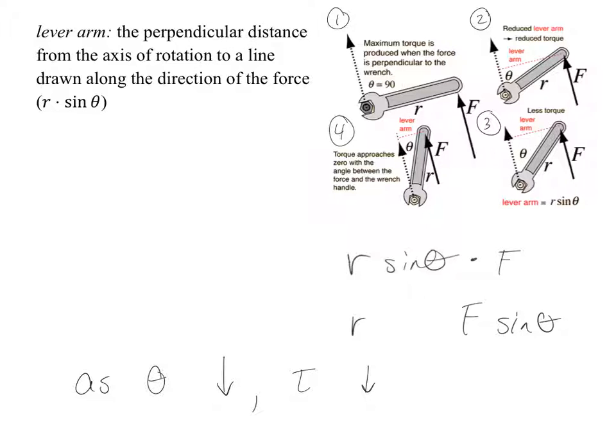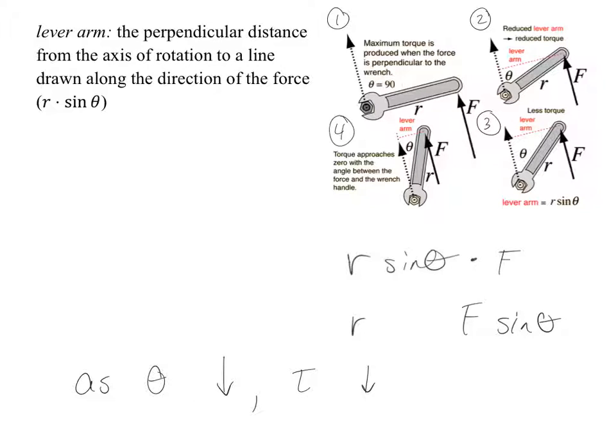The symbol is pronounced tau. It's the Greek letter for T. It looks like a T also. Torque. As the theta value gets smaller, the torque gets smaller. So they're directly related.